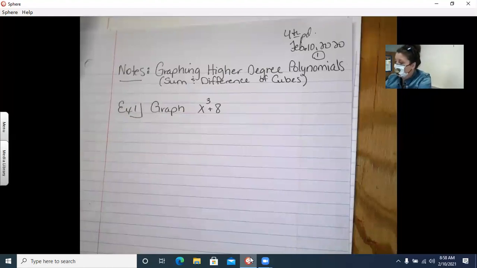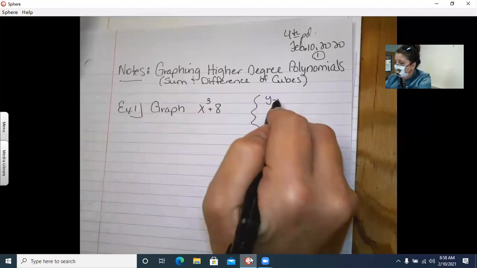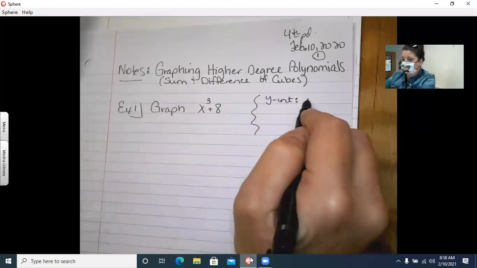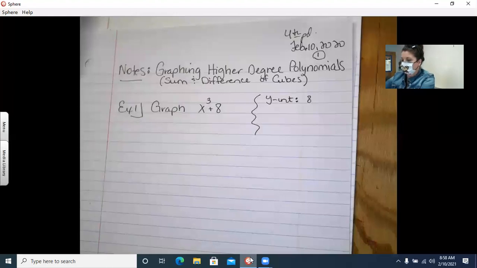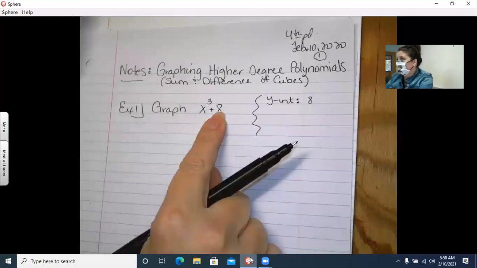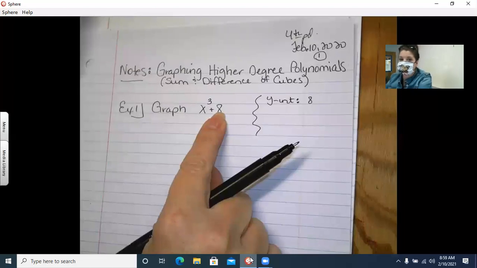What is the y-intercept going to be? 8, very good. How did you know that? Any other reason? Okay. Whatever your constant is, everything that I've taught you how to graph, the constant is always your y-intercept. If there's no constant, your y-intercept is 0. Remember, your constant is the term that does not have a variable, right? So in this case, your y-intercept is 8.